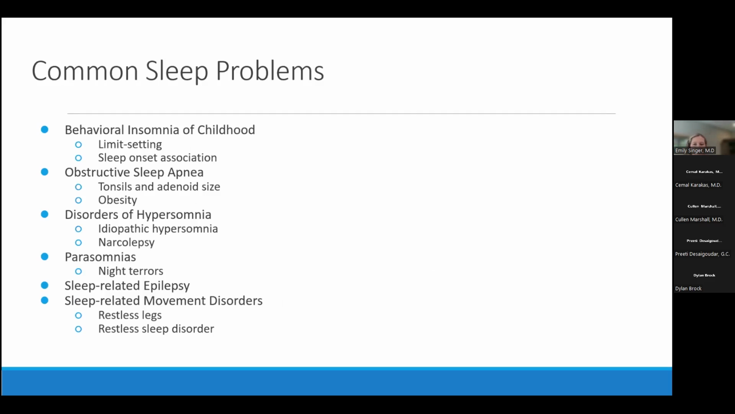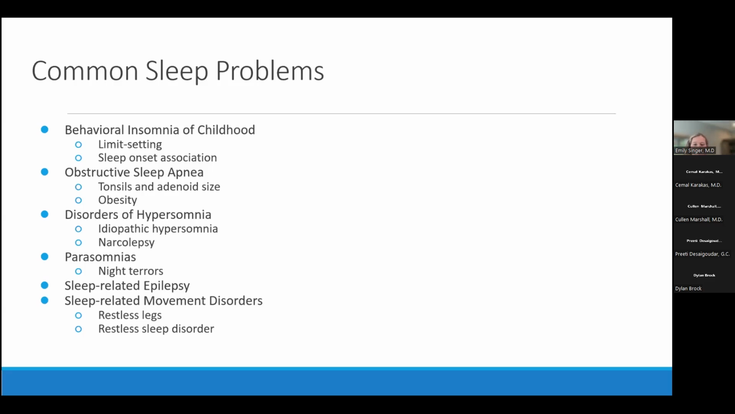All right. So when we think about sleep problems in children, what do we mean? I generally think about 6 categories, with the first and very common being behavioral insomnia of childhood. And when we think about that, it's often problems with parental limit setting, or it could be more of a sleep onset association.